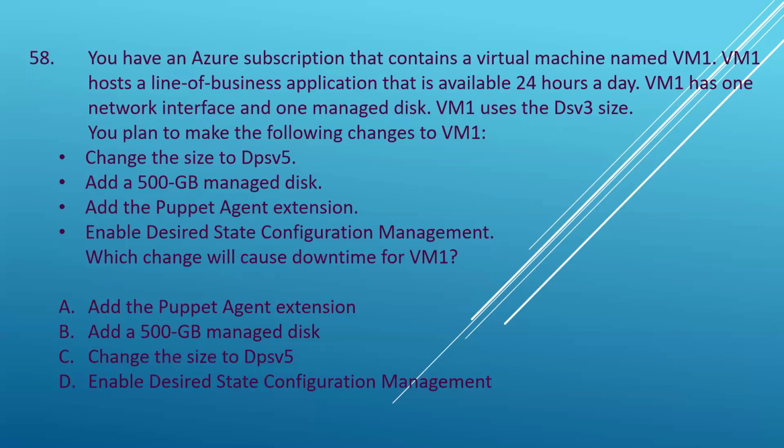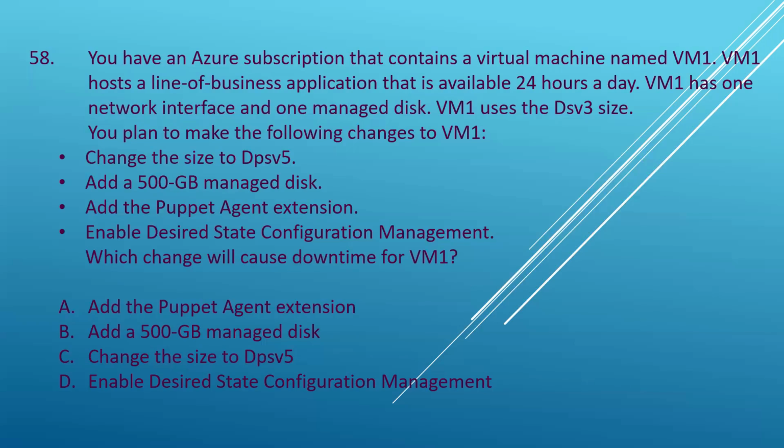You have an Azure subscription that contains a virtual machine named VM1. VM1 hosts a line of business application that is available 24 hours a day. VM1 has one network interface and one managed disk. VM1 uses the DSv3 size. You plan to make the following changes to VM1: change the size to DPSv5, add a 500 GB managed disk, add the Puppet agent extension, enable desired state configuration management. Which change will cause downtime for VM1?